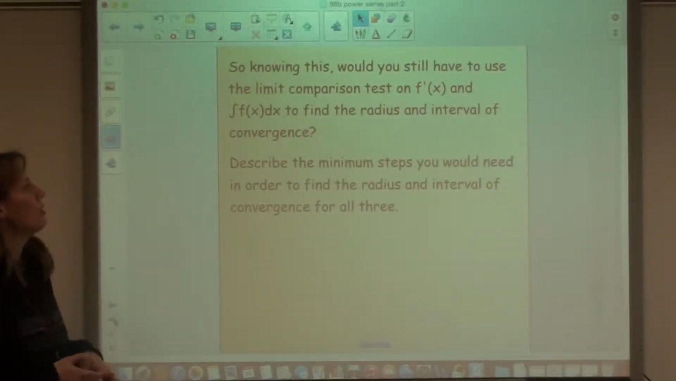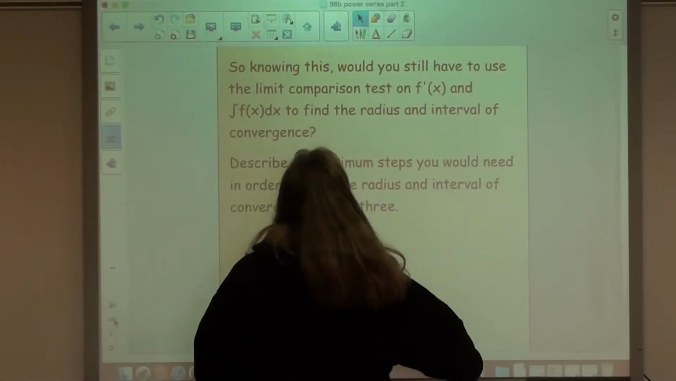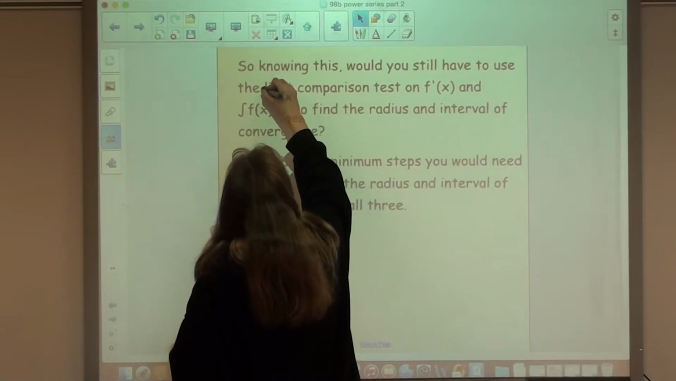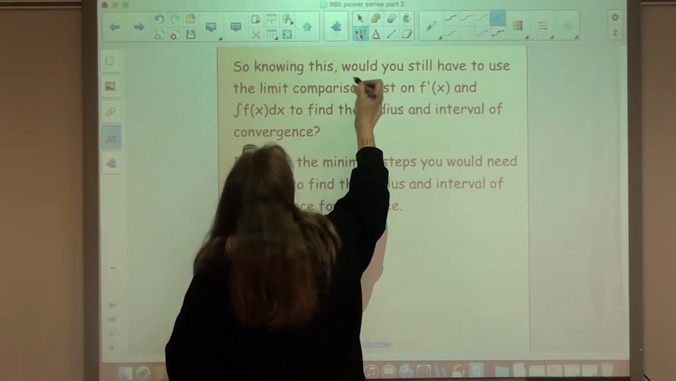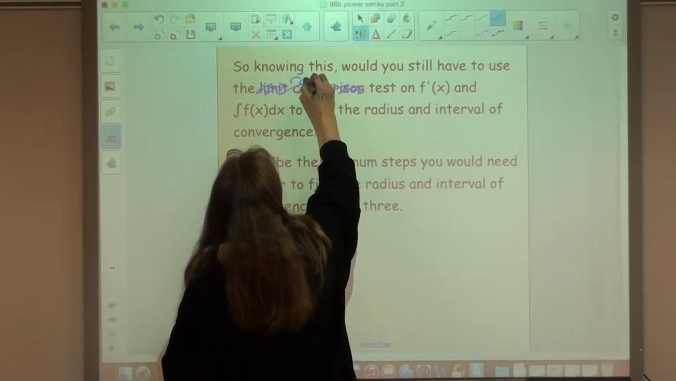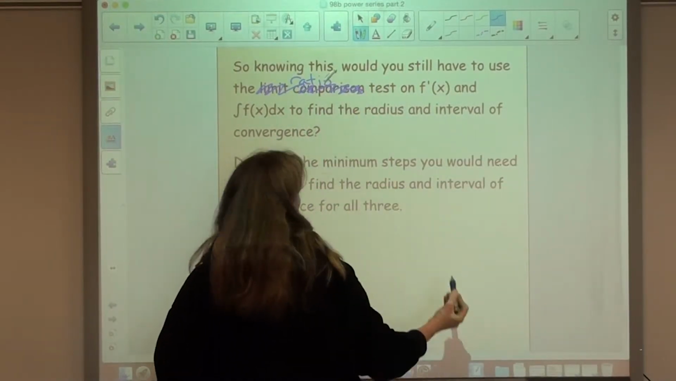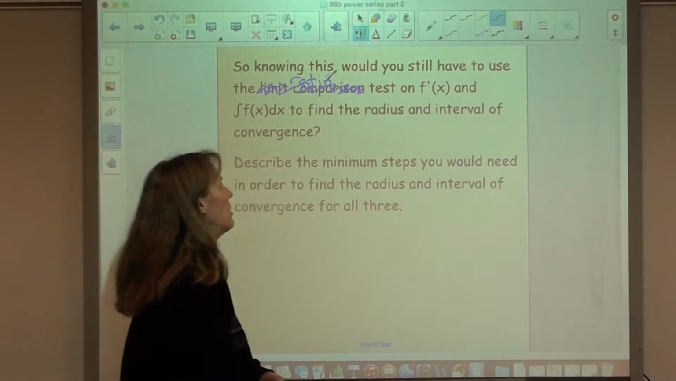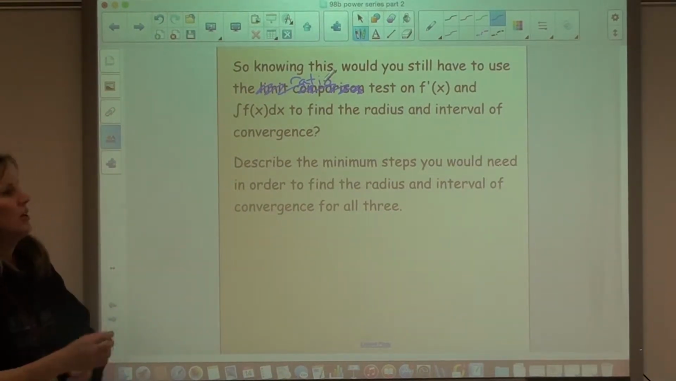Okay, so knowing this, you still have to use, why did I keep writing limit comparison test, the ratio test? I have no idea why I kept writing limit comparison. I did it all over this unit for some weird reason. I thought I caught them all, but I didn't.